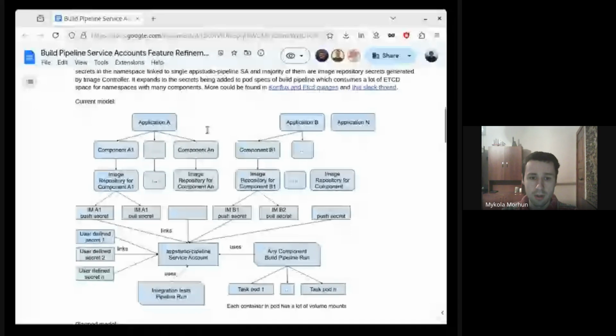And let me share my screen. So we have a feature under refinement, which I would like to discuss today in this call. And it's about service accounts we use for build pipelines.